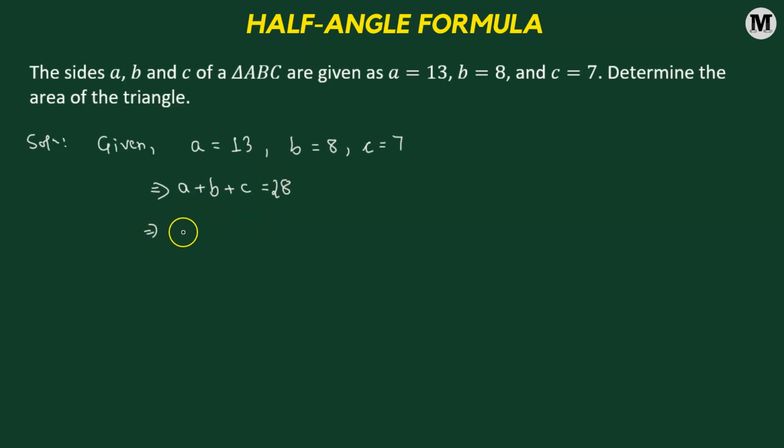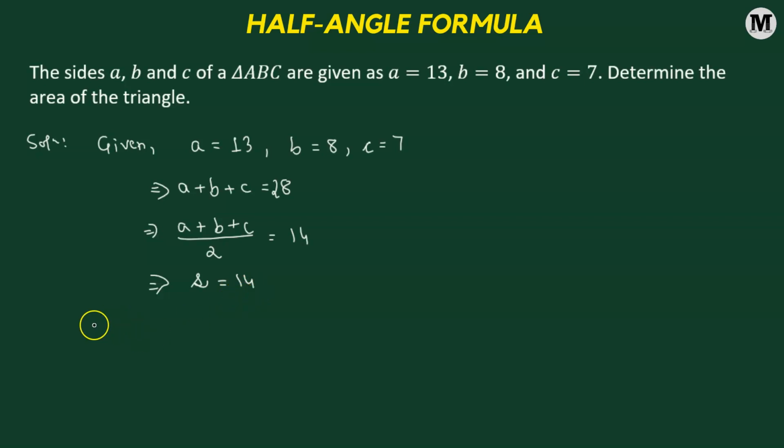Now we're going to divide both sides by 2. We have A plus B plus C whole divided by 2. So that is going to give us 14. The reason why we divide by 2 is because A plus B plus C over 2 is nothing but the semi-perimeter of a triangle, which is represented by the lowercase letter S. And that means the semi-perimeter of the triangle is 14 units.